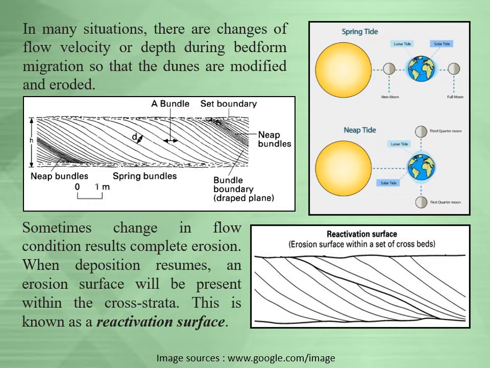Now it was observed that during the formation of cross strata, many times the energy condition is changed. Energy condition does not remain fixed throughout the formation of the cross strata or crossbeds, because it's a natural condition, so energy condition cannot remain fixed for the entire amount of time.